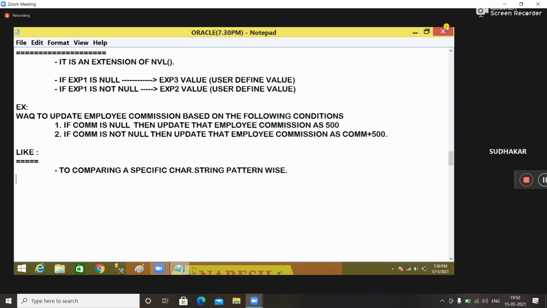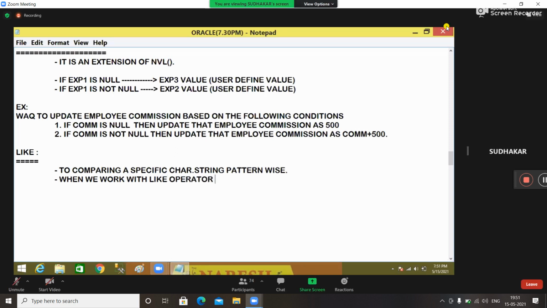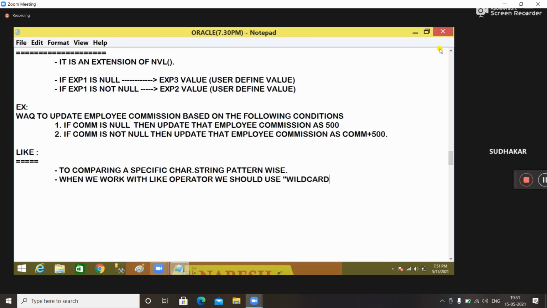But here, carefully observe. Whenever you work with the LIKE operator, we should use the following two wildcard operators.